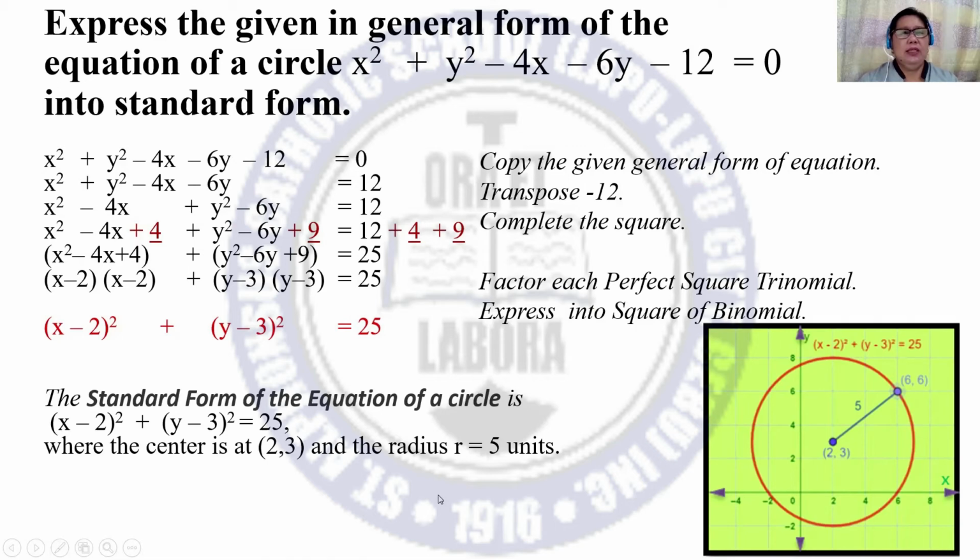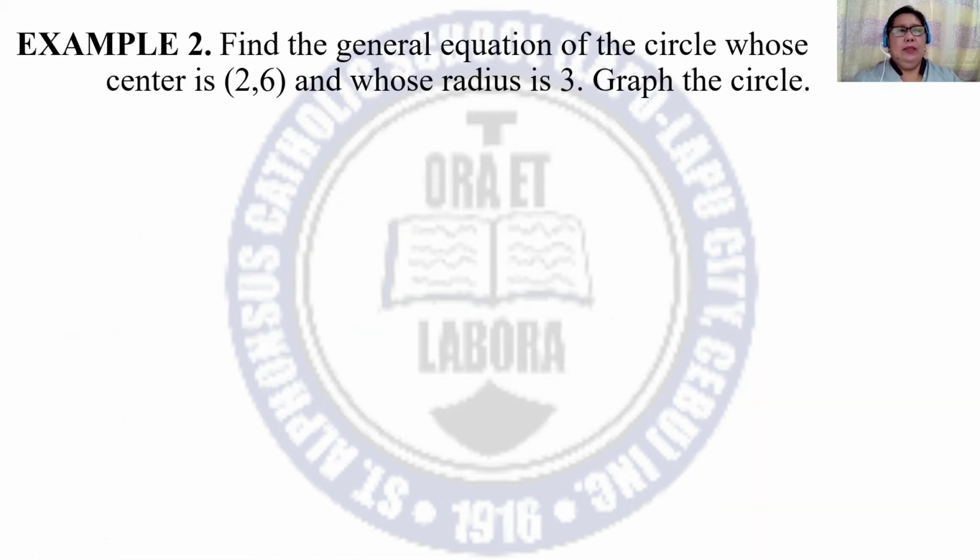Questions? If there is none, let's proceed. Let us have example number 2. Find the general equation of the circle whose center is with coordinates 2, 6 and whose radius is 3. Then you graph the circle.